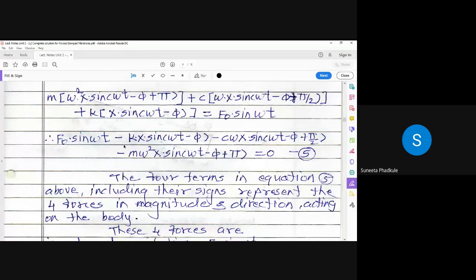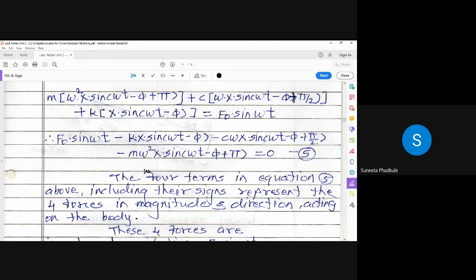Now you have to draw the remaining three vectors representing spring force, damping force, and inertia force. Let us draw the vector for spring force. What is the magnitude of the spring force? Kx. What is the angle? Omega t minus phi, but it is minus. Minus means what? Omega t minus phi is the angle in this direction, so minus omega t minus phi is towards the left direction.